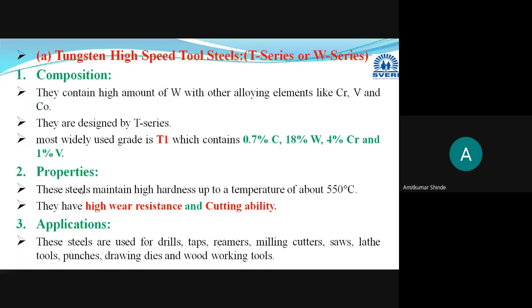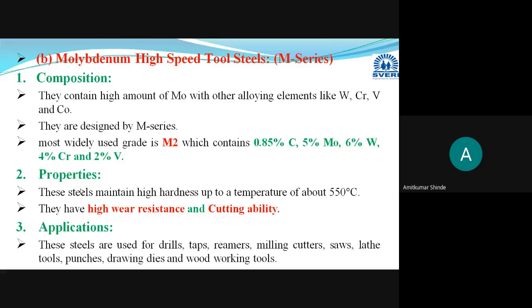Now in the molybdenum type high speed tool steel, here principal alloying element will be molybdenum with addition to the tungsten, chromium, vanadium, and cobalt. Now here, this cobalt will improve the cutting ability of the steels, and other alloying elements like tungsten, chromium, vanadium, and molybdenum.